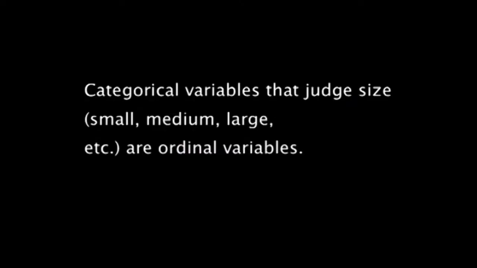When the categories may be ordered, these are called ordinal variables. Categorical variables that judge size like small, medium, large, etc. are ordinal variables. Attitudes like strongly disagree, disagree, neutral, agree, strongly agree are also ordinal variables. However, one may not know which value is the best or worst of these issues. Ordinal data have a meaningful order to them.